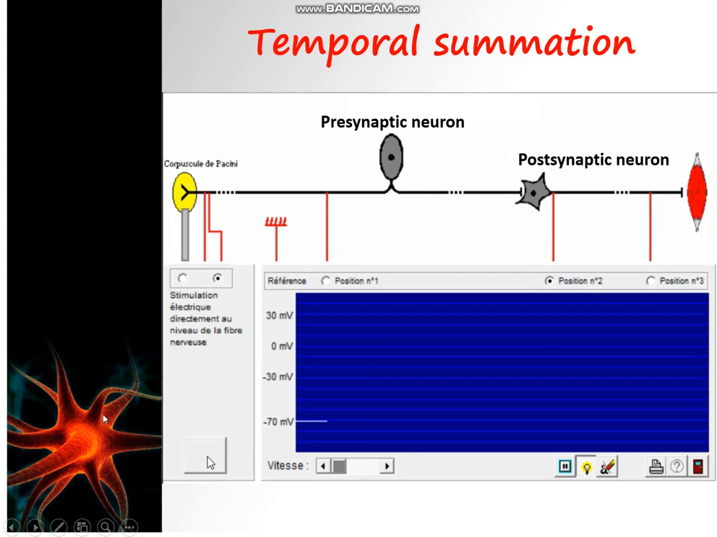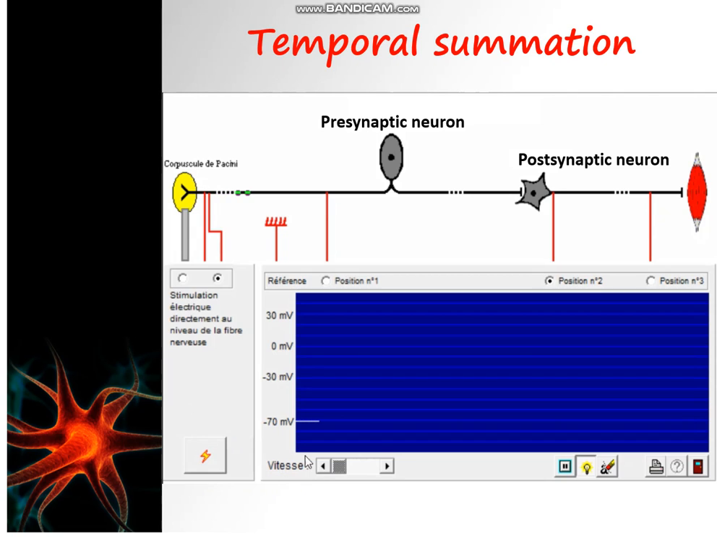In a third step, we stimulate the presynaptic neuron by two stimulations with a moderate time interval, and we obtain two closer EPSP.